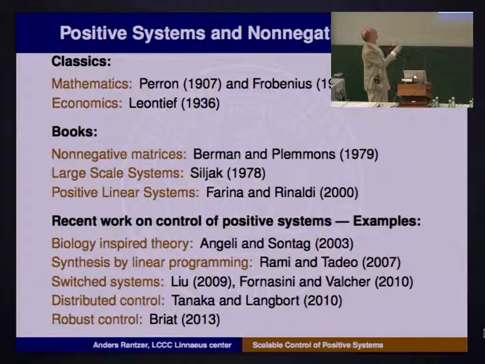And the first thing I would like to illustrate is that this goes at least 100 years back. The Perron-Frobenius theorem is a well-known fundamental result in this area. Leontief was very early to use the same type of ideas in economics. There is a classic book on non-negative matrices by Berman and Plemmons, but there are also textbooks in our field, like Siljak, who used monotonicity ideas in his book from the 70s.